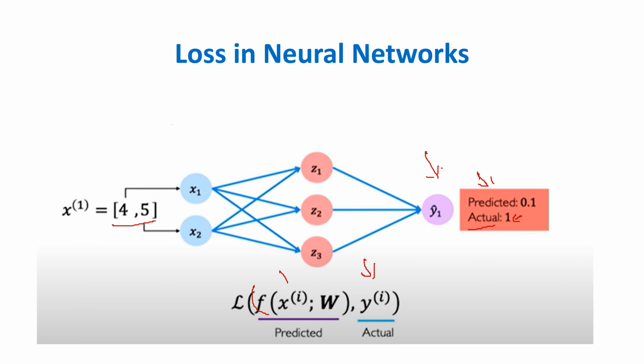We gave the input and the weights, and we gave the activation function. So this is the function that gives the predicted output, and we have the actual output. So this is the loss that was thrown by the neural network.